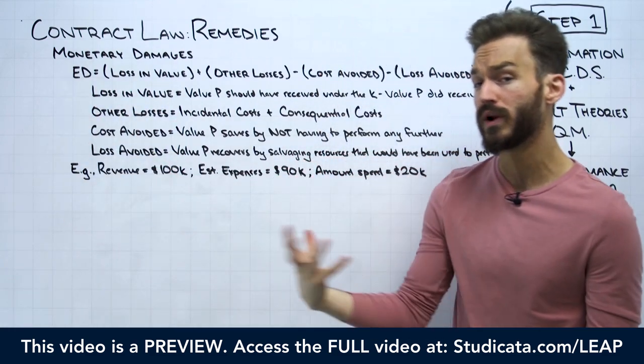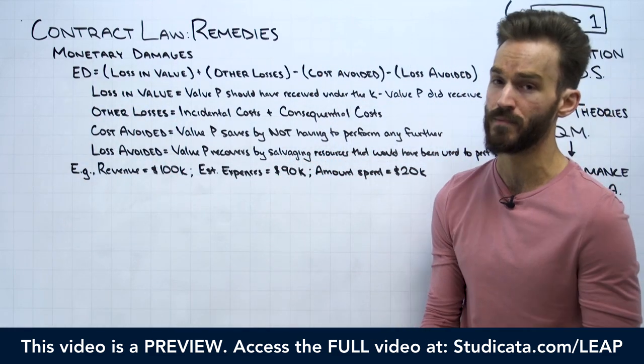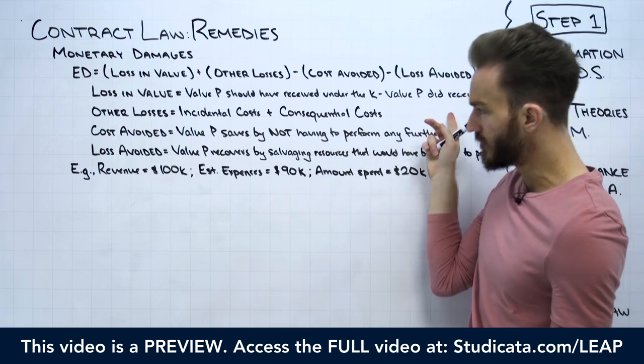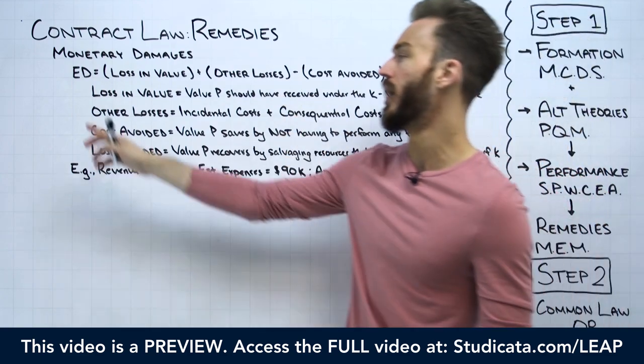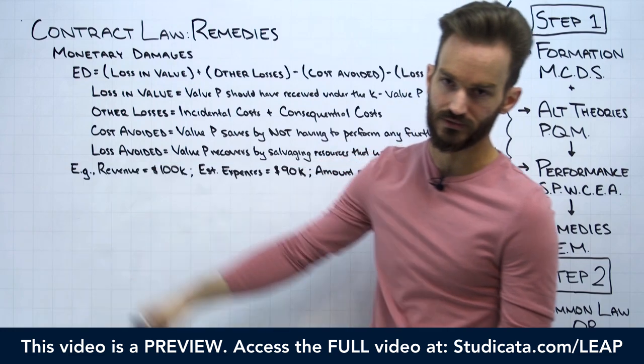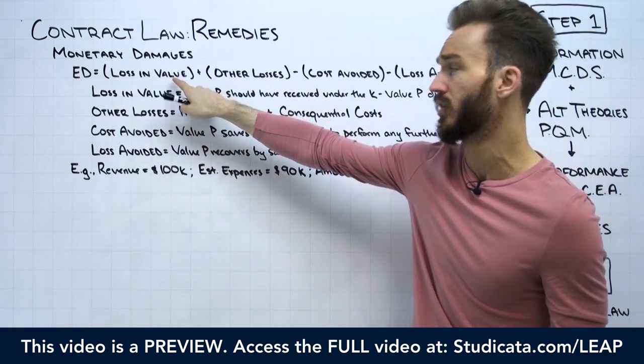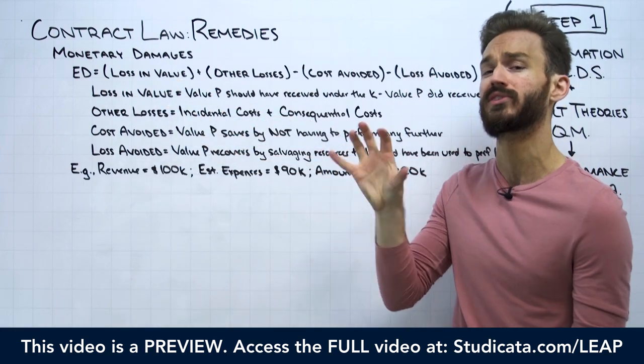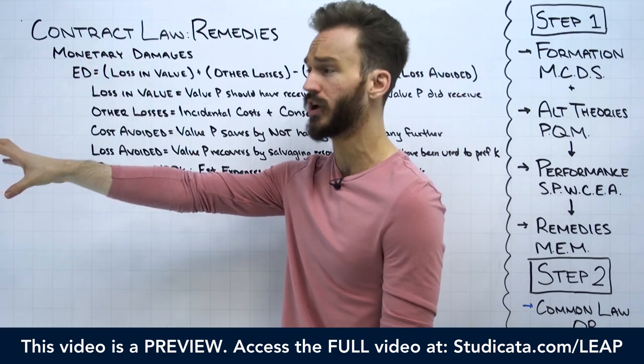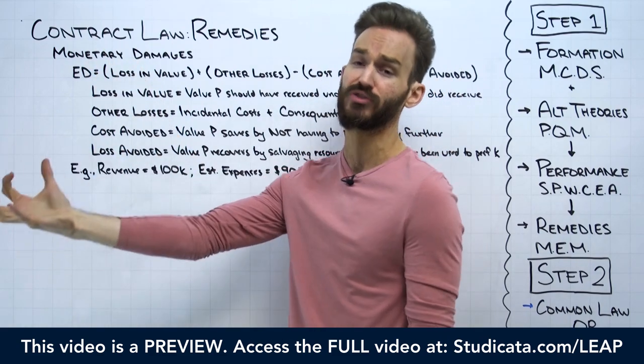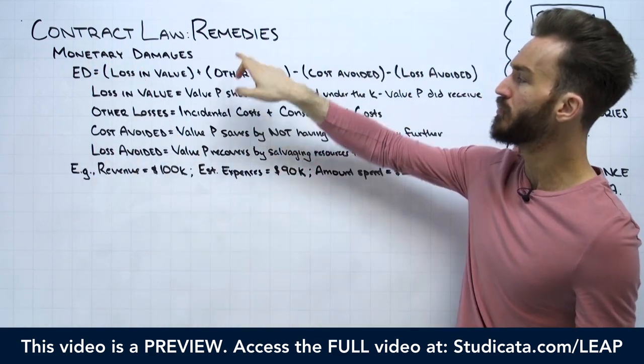Now, if you paid them a $20,000 down payment, then they've received $20,000 out of the $100,000. Their loss in value is $80,000, right? Very straightforward calculating loss in value. Literally, what was the amount promised under the contract? Subtract the amount the plaintiff has already received. Okay, then we have other losses.